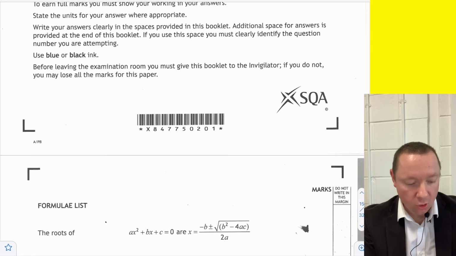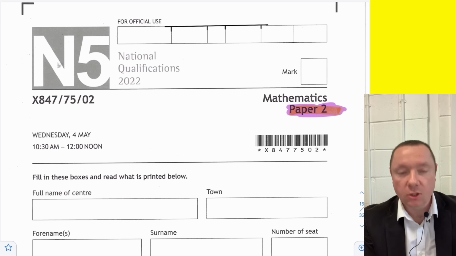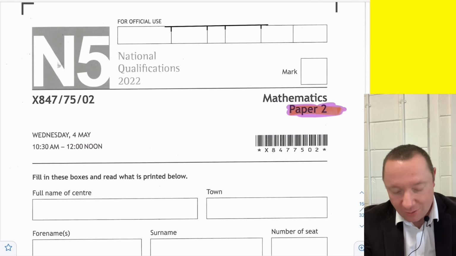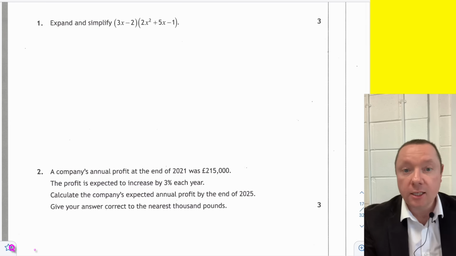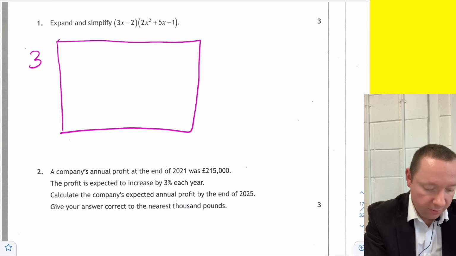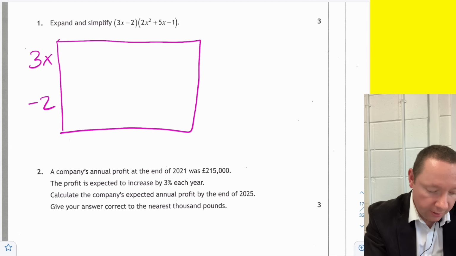Today we're going to be looking at the 2022 National 5 exam paper 2 calculator for mathematics. Let's get started. Expand and simplify. I'll do this in my usual way by drawing a box. On one side goes one bracket, 3x take away 2, and the other side we've got 2x squared plus 5x take away 1.